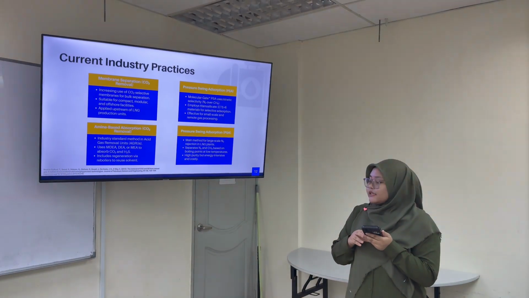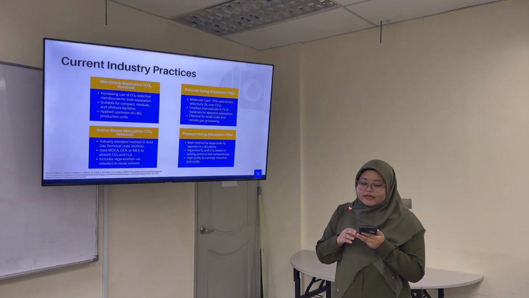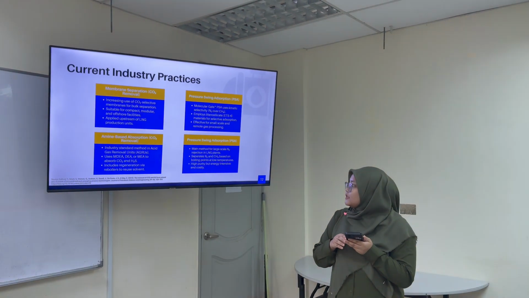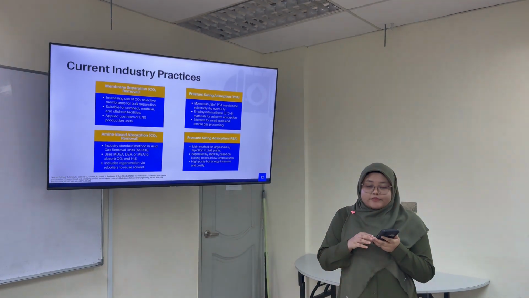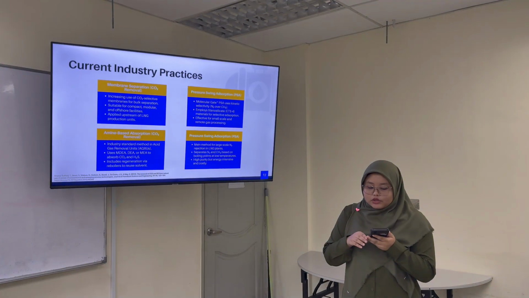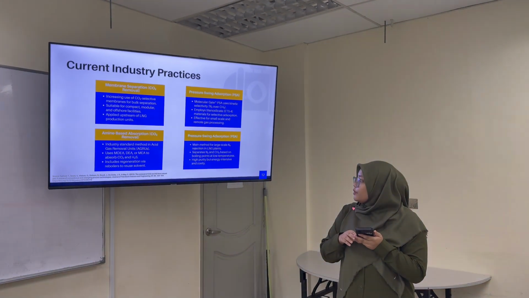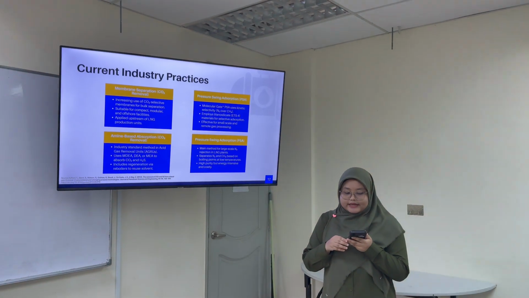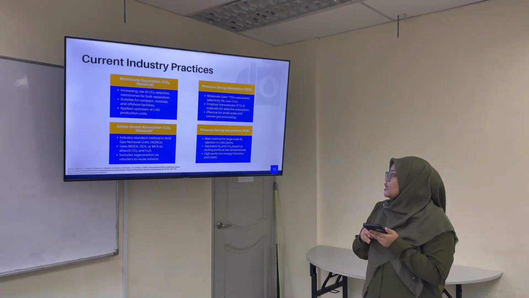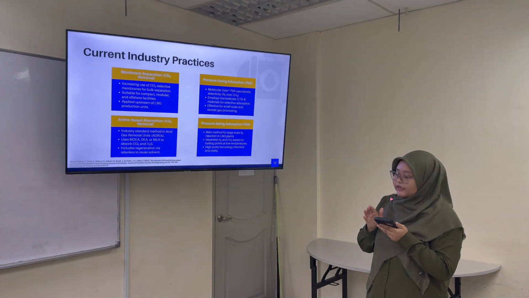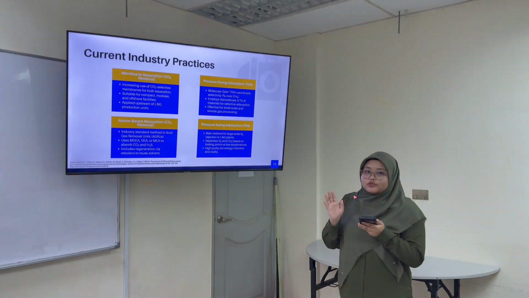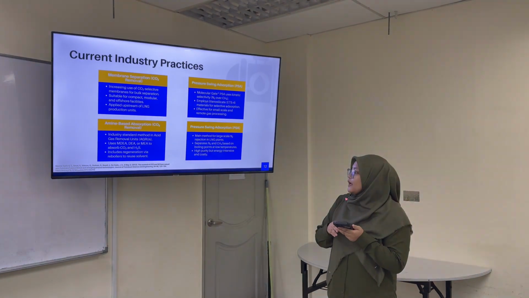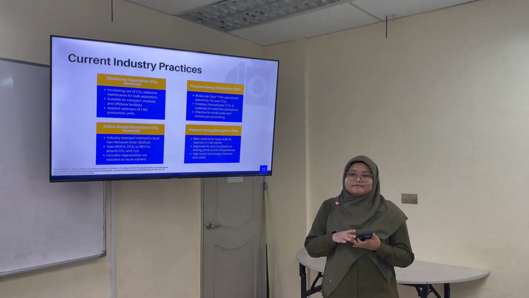And finally, cryogenic distillation is the main method for removing nitrogen gas in large-scale LNG plants. It separates gases by cooling them down to very low temperatures. Although it provides high purity, it's expensive and energy intensive. So in summary, for current industry practice, the technology chosen is based on plant size, gas composition, and economic factors.